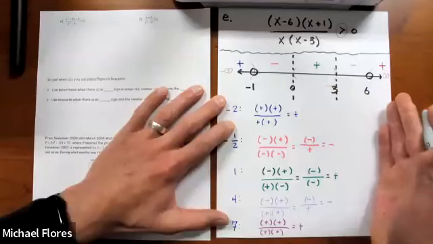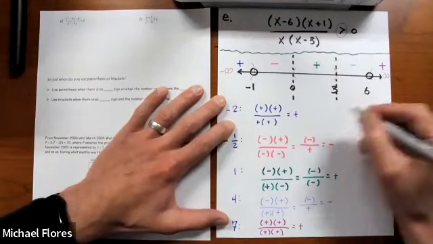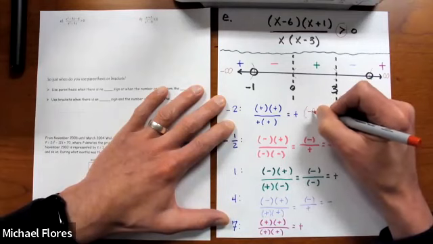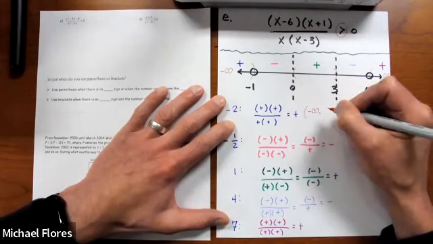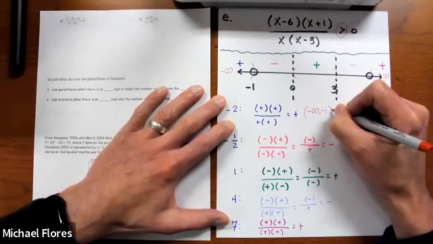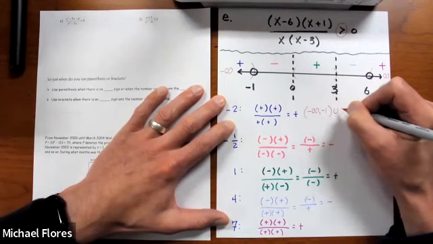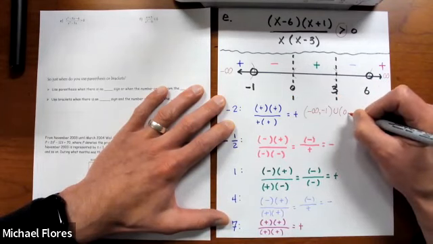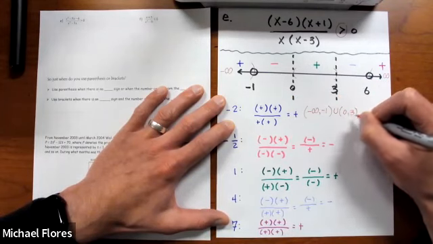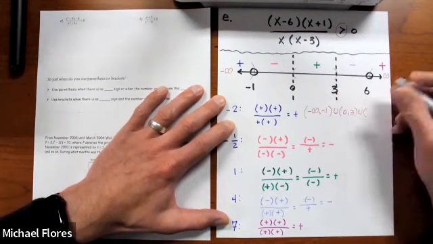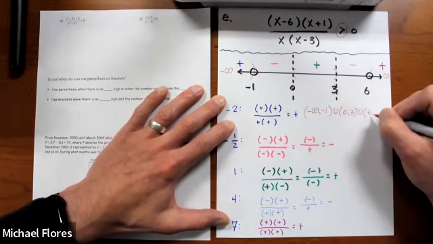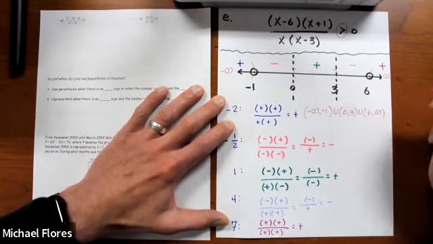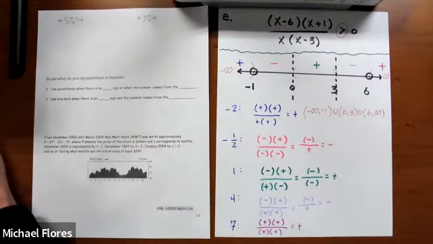So let's start constructing our final answer from left to right, beginning with -infinity, comma -1, not including -1, 0 to 3. And then 6 to infinity. That is your answer.